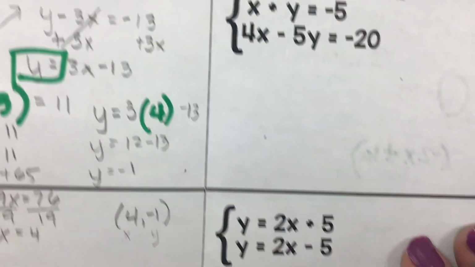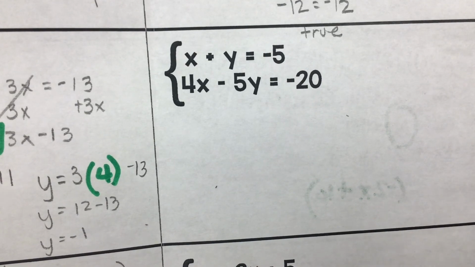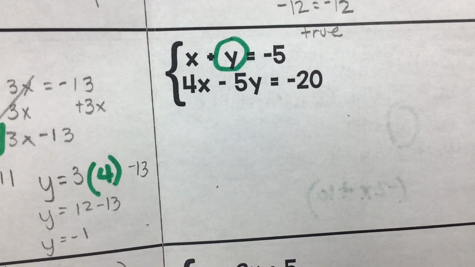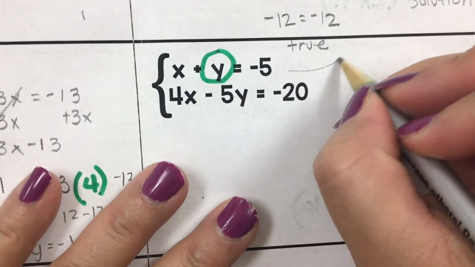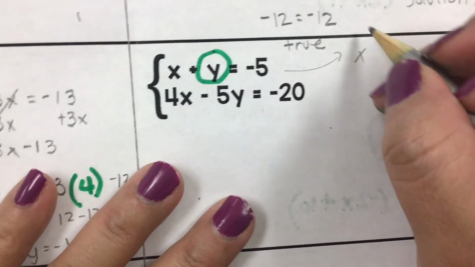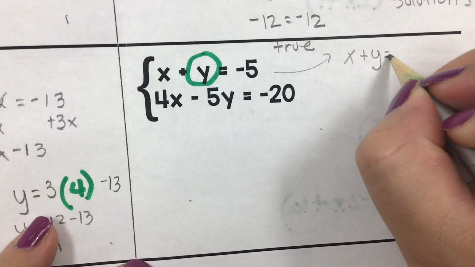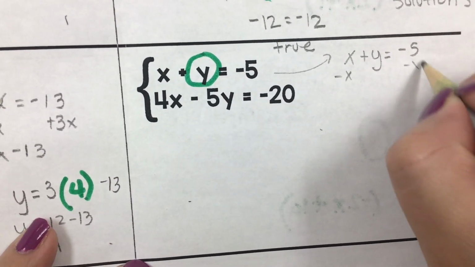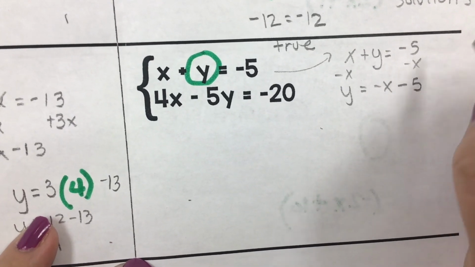On the next one that we have over here, I'm going to solve for this one. Like I mentioned before, it doesn't really matter if you solve for the x or the y. I'm just going to solve for the y on this one. That's what we're used to more often. So x plus y is equal to -5. I'm going to subtract x from both sides. y is equal to -x minus 5.